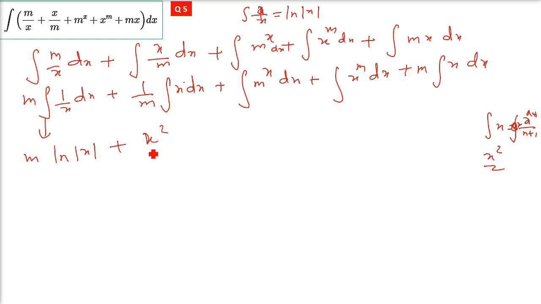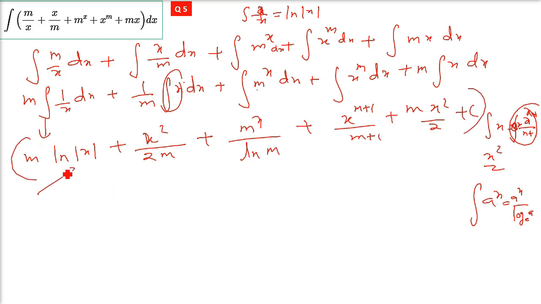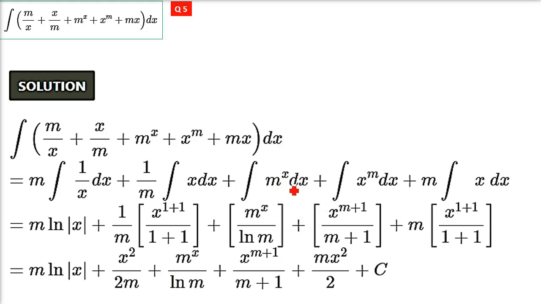We have x square by 2 m, 1 by m was already there. Then m raised x: integration of a raised x is a raised x divided by log a. Base is e, you can simply write it as ln also. So m raised x over log base e of m, that is ln m. Then we have x raised m. Integration of x raised m is x raised m plus 1 by m plus 1, plus m times the integration of x, which we just did, it will be x square by 2. And then the constant of integration. This is your final result. So this is the whole thing which you completed just now.